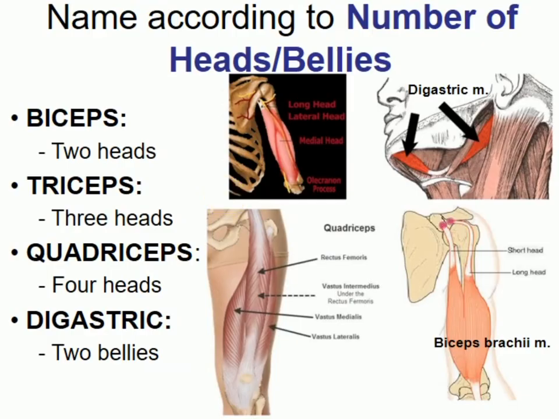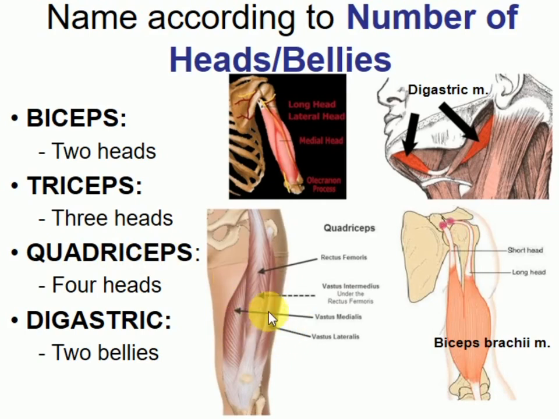And about the number of bellies, kama tulivyosema kwamba number of bellies au heads, tunakuwa na different types of muscles. For example, biceps brachii, biceps manake na two heads, triceps three heads. For example, triceps hii ni triceps brachii ya kwenye upper limb, tushaiona hata kule mwanzoni. Na pia tuna quadriceps ambayo ina four heads, hiyo iko kwenye lower limb, kwenye mguu.